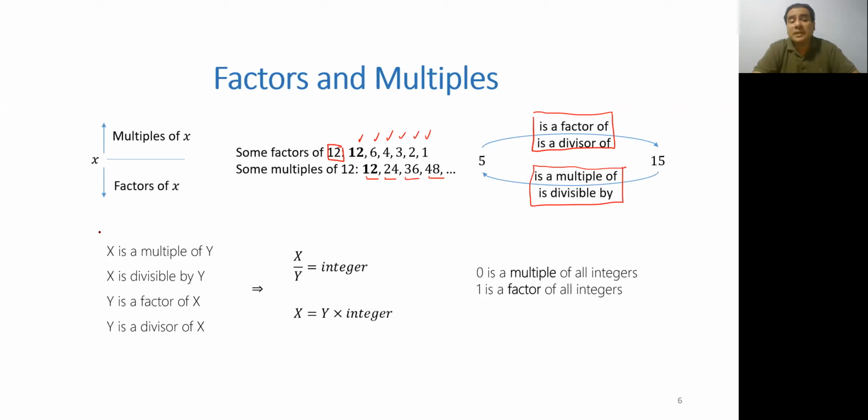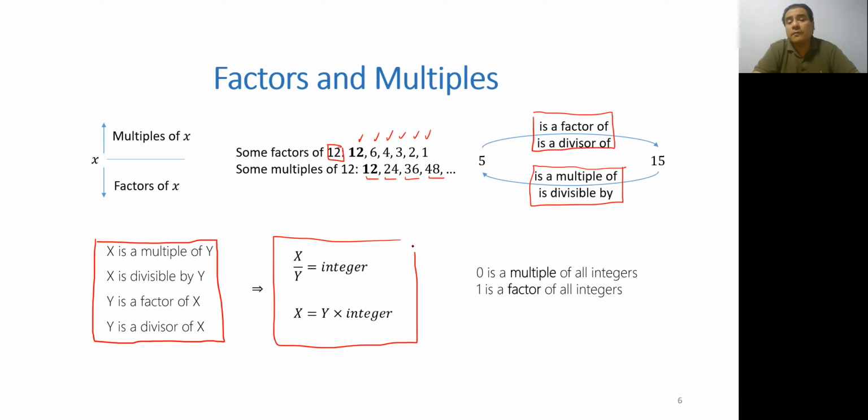How do we represent the relationship between a factor and a multiple? Okay, well, the four expressions here can be represented in two main forms. The first one is to say if x is a multiple of y or x is divisible by y, which means also the same as y is a factor of x or y is a divisor of x, then it follows that x over y should be an integer.